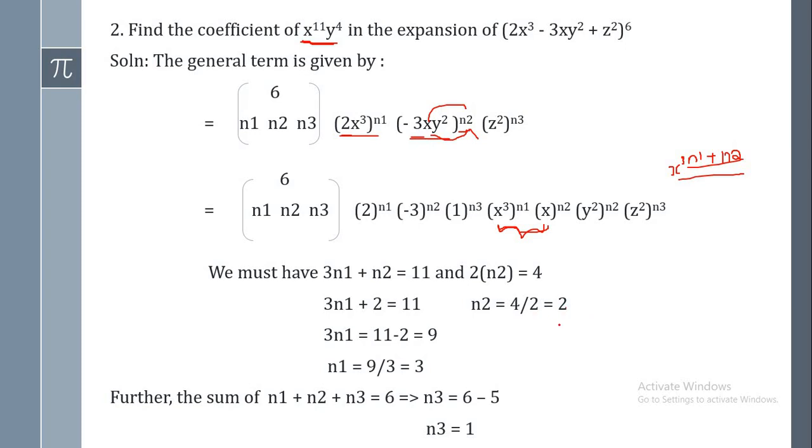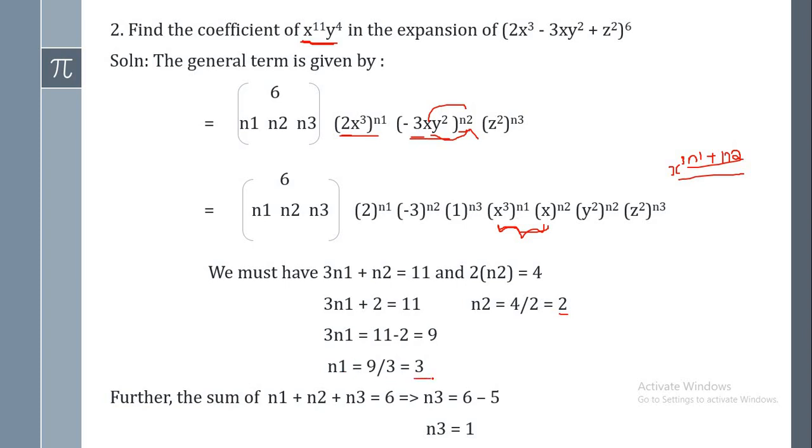So now if we substitute this n2 in this equation, it will become 3n1 plus 2 is equal to 11, and if we take this 2 to this side, it will become minus 2, then 3n1 will be equal to 9, and the value of n1 will become 9 divided by 3, that is 3. So now we got two values, that is n2 and n1.